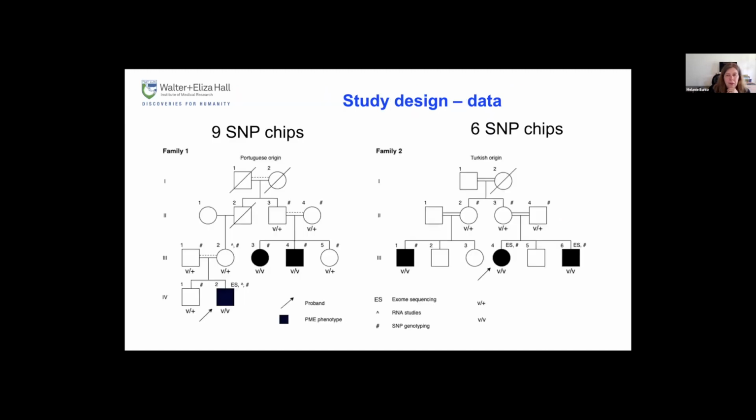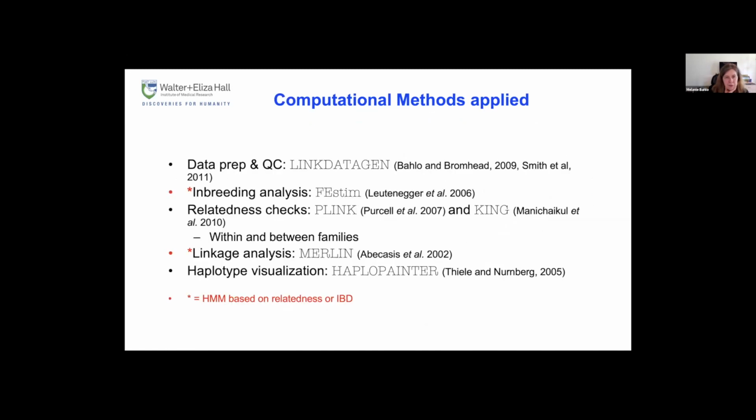Okay, so we had SNP chip data for 9 individuals from family 1 and 6 from family 2, and that's annotated by the little hash next to the individuals in the pedigree. So quite a nice set of data. And this is kind of our standard computational pipeline, or the things that we throw at pedigree studies such as this. We do our QC and data prep with our software, LinkedDataGen.